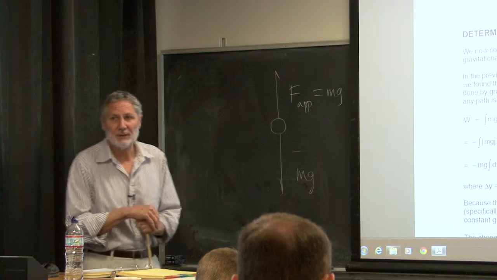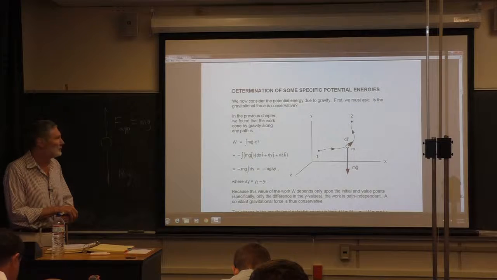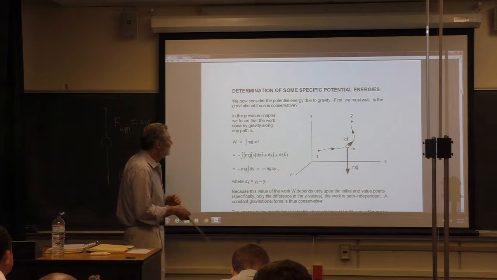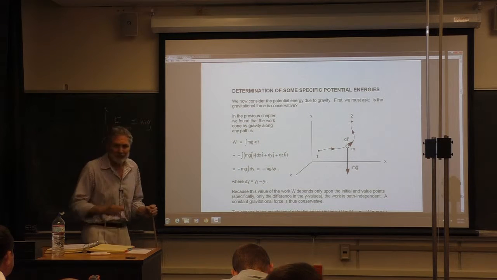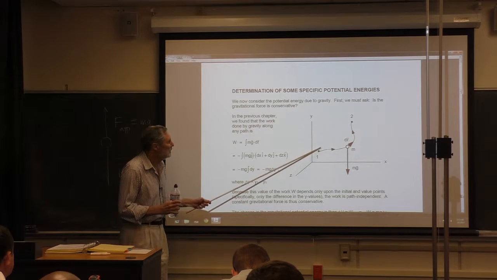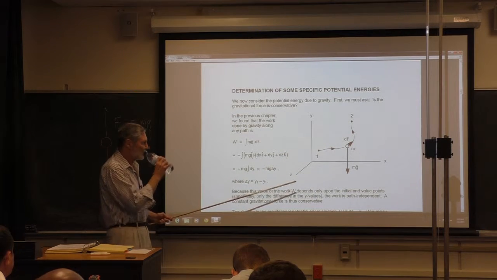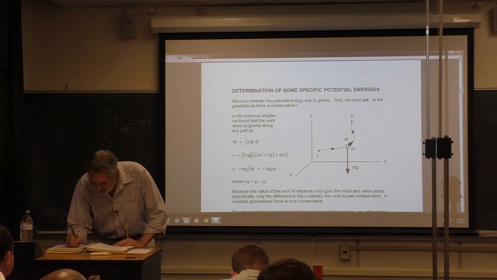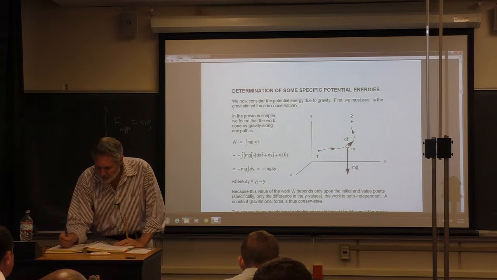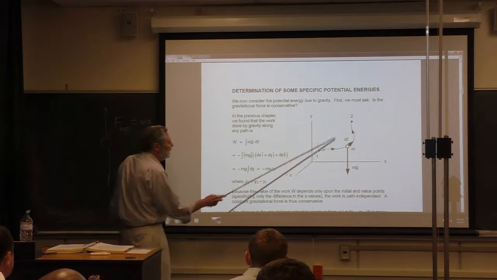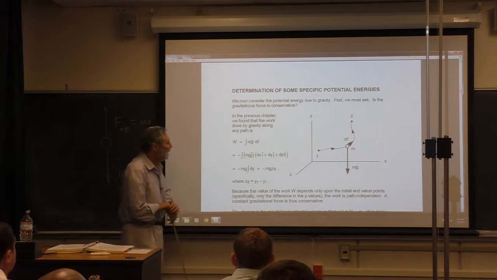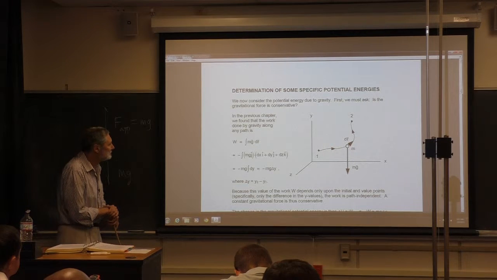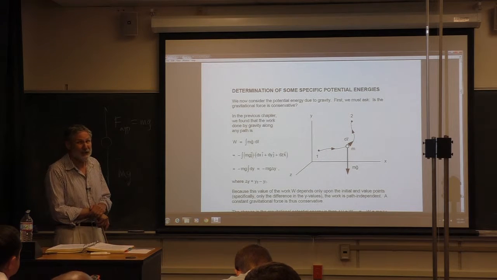Okay, so now we're going to consider specific examples of potential energy. And we're going to start off with a constant gravitational force. Is the force conservative? So we start from one point, go to another point. This could be any other point, right? And we ask, is the work done by the gravitational force independent of the path? We've actually already answered this question, haven't we?